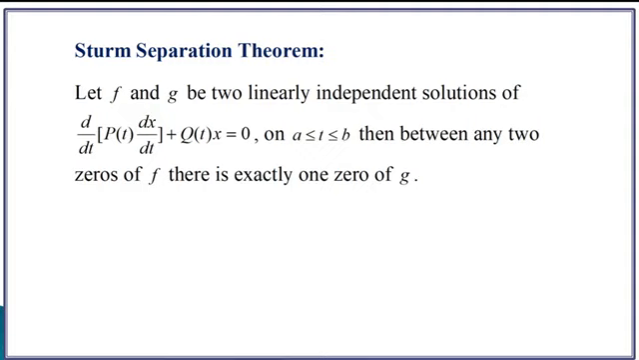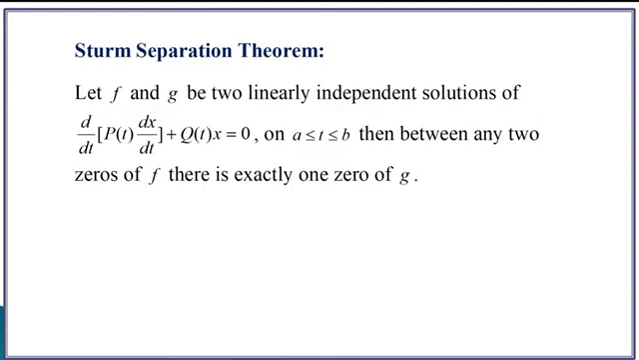So here we are assuming that f and g are two linearly independent solutions, and then what we can conclude from there. See, if f has two consecutive zeros, then there is exactly one zero of g between these two consecutive zeros of f. So between any two zeros of f, there is exactly one zero of g. There is no speciality about f and g.